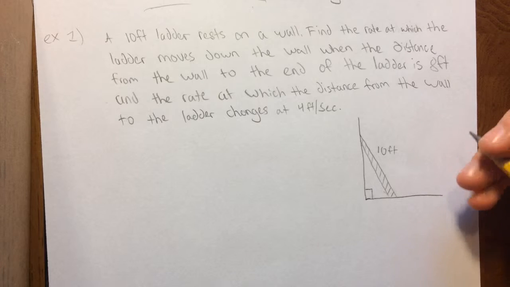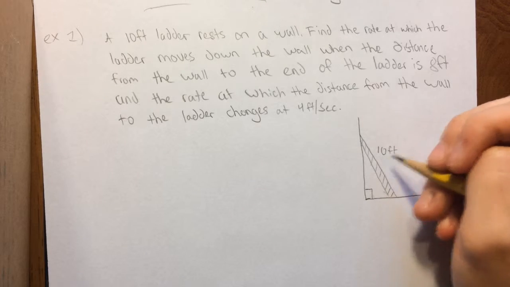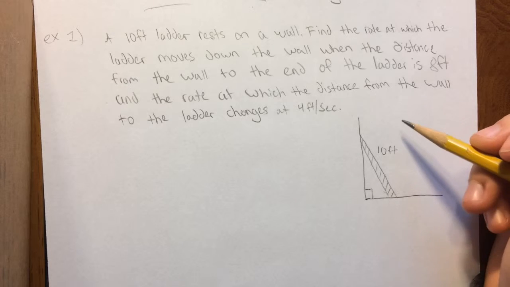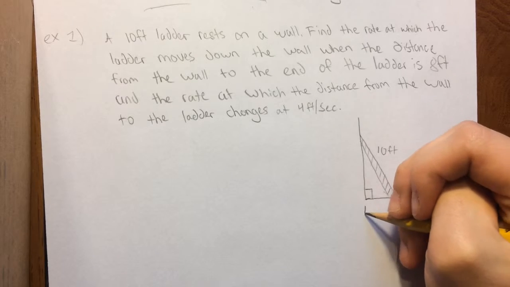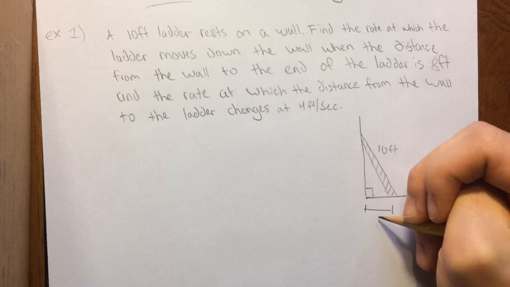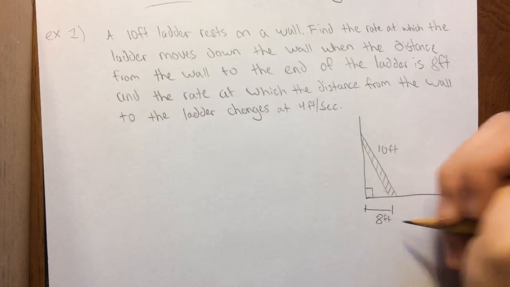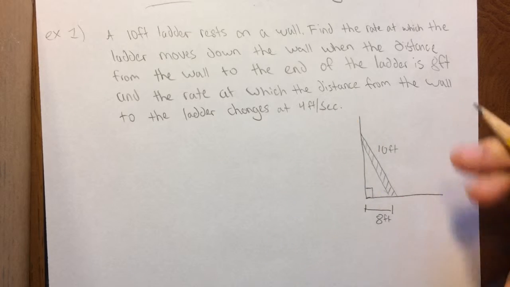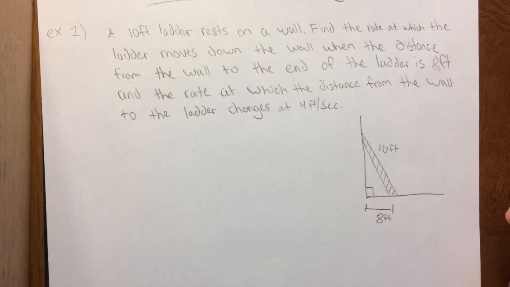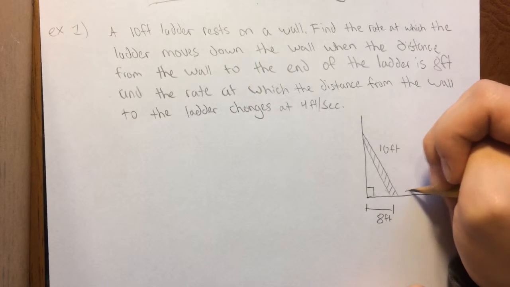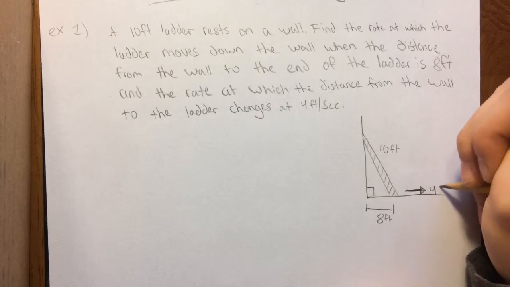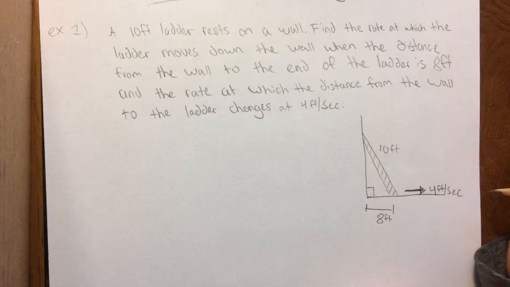This picture already gives us that it's a 10-foot ladder, and it also gives us that the distance from the wall to the end of the ladder is 8 feet. So right here is 8 feet. It also gives us the rate at which the distance from the wall to the ladder changes, 4 feet per second. With an arrow we can show the rate is 4 feet per second.